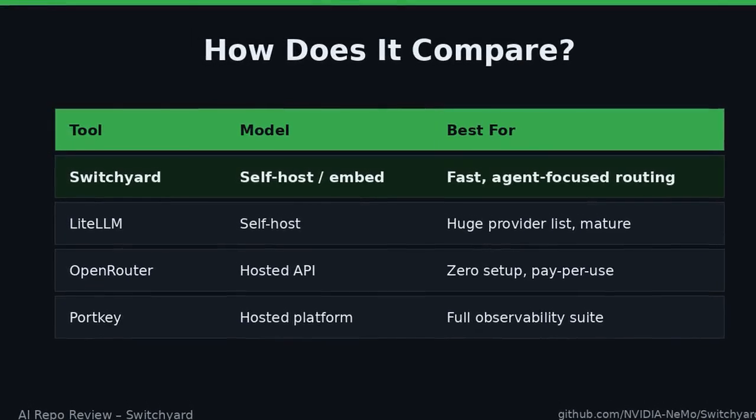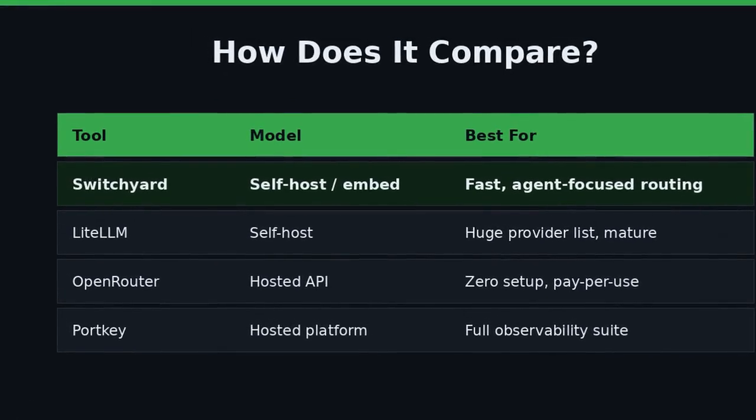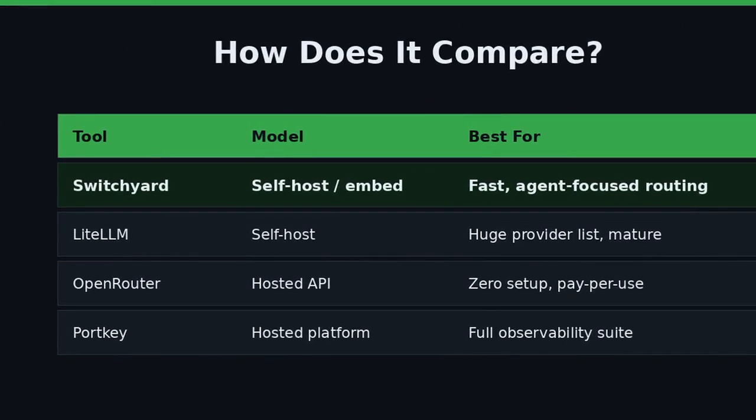So how does this stack up against the other routers out there? LiteLLM is the closest comparison. More mature, a huge provider list, but heavier, and Python only. OpenRouter is a hosted product, not something you self-host or embed. Portkey adds a full observability platform on top, which is more than most people need. Switchyard's angle is narrower and sharper. It's fast, it's Rust under the hood with a thin Python layer, and it's laser focused on agent traffic, Claude Code, Codex, and friends, rather than trying to be everything to everyone.